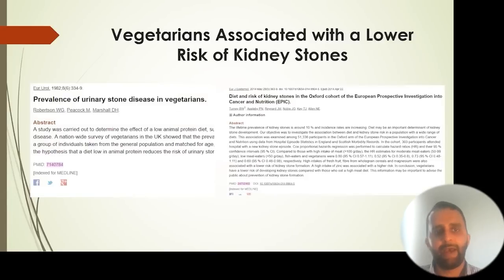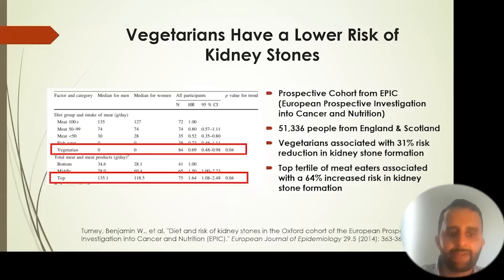And these are more recent studies showing that those eating a vegetarian diet have been associated with a lower risk of kidney stones. This is coming from the EPIC Oxford cohort. What they show is that of 51,000 people from England and Scotland, vegetarians had a 31% reduced risk of forming stones, whereas meat eaters were associated with a 64% increased risk of kidney stone formation.